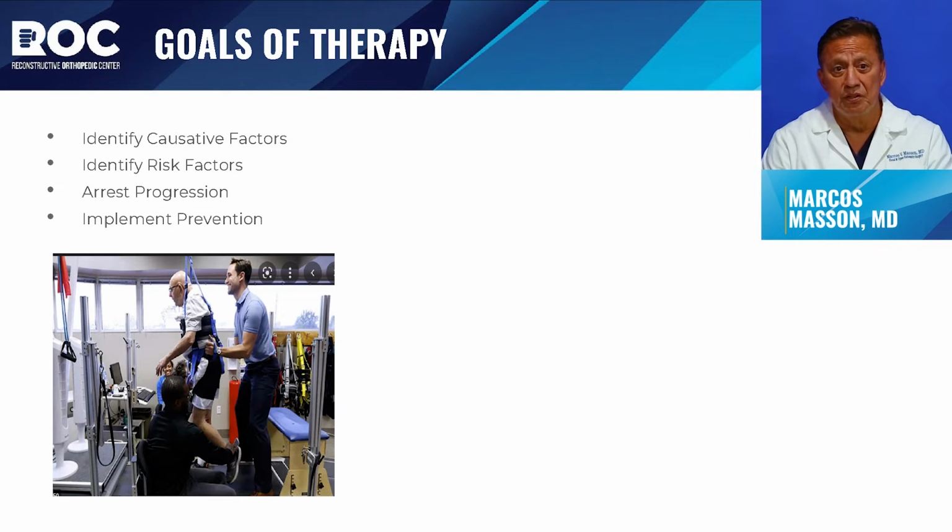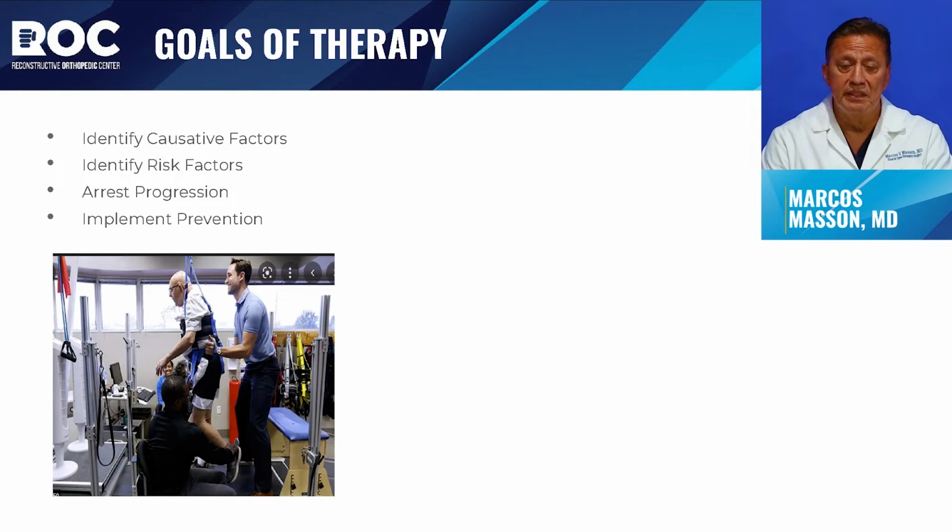Now, the goals of therapy are fairly simple. There are four. The first is to find the causative factors that are causing it, and we do this through a history, physical exam, and indicated studies. The next thing is to identify risk factors, not only from the patient side, but the environmental side.